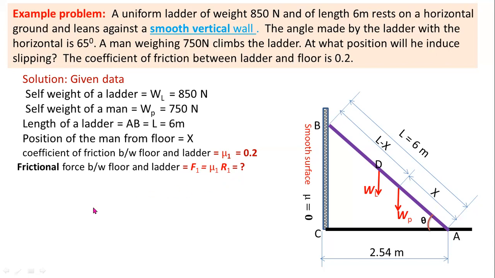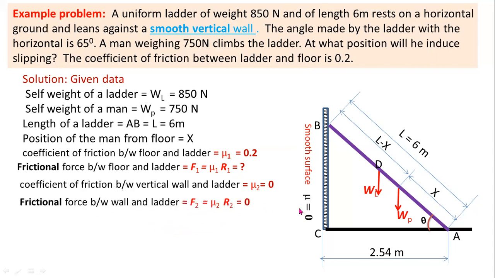Now mu2 is the coefficient of friction between the vertical wall and ladder. Here, from the given data, the surface of the vertical wall is smooth. So for smooth surfaces, you have to consider zero friction, mu equal to 0. When you substitute the value of mu in this equation, the frictional force F2 is also 0. For rough surfaces, don't consider 0.